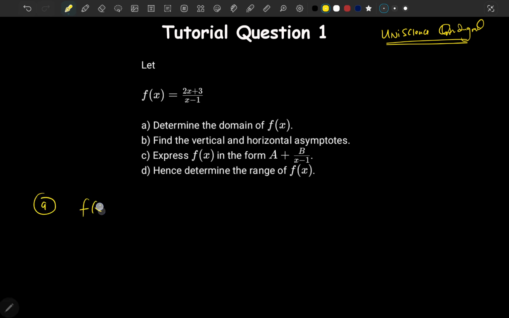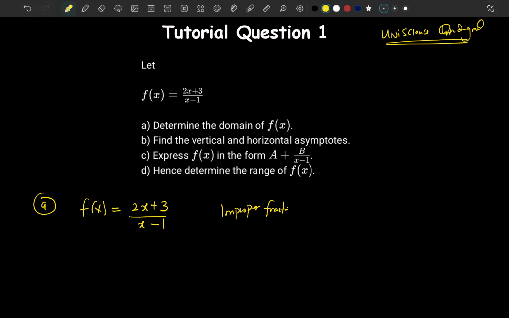We have been given that f of x is 2x plus 3 divided by x minus 1. This one is an improper fraction. Do you know why it's called an improper fraction? Because the degree of the numerator and the degree of the denominator is the same. They are of first degree, so that becomes an improper fraction. And, well, what do we do? How do we find the domain?